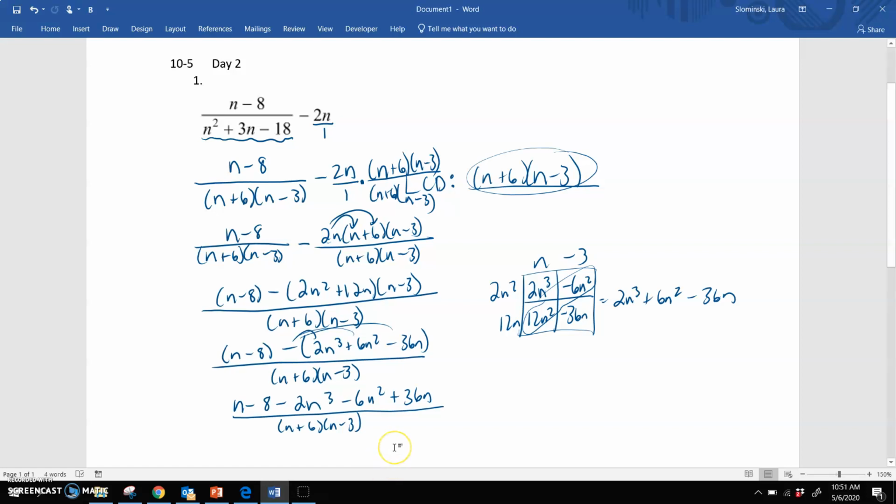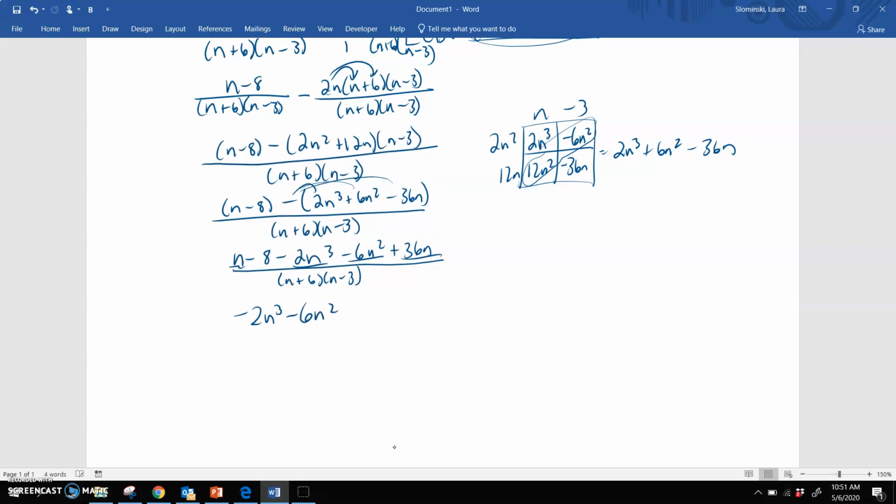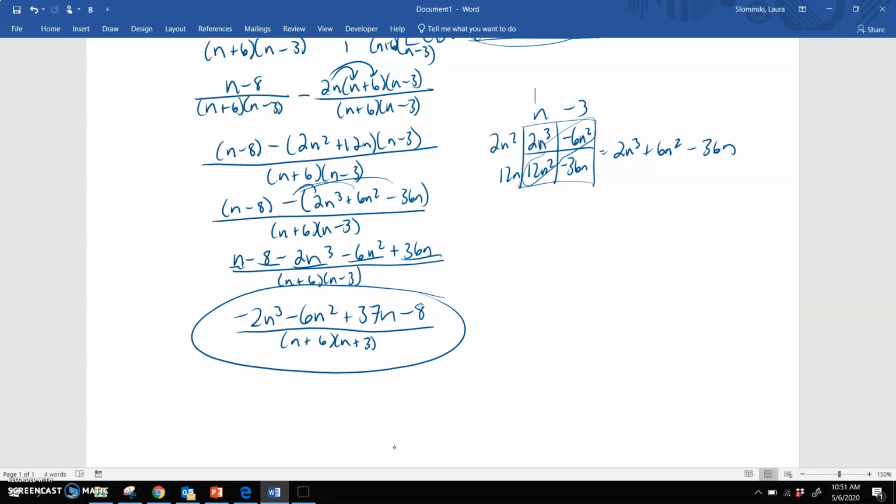And last but not least, I would combine like terms. So I have a negative 2n cubed. That comes first. Put it in standard form. I have a minus 6n squared. And now I have a 1n plus 36n is plus 37n, and then a minus 8, all over n plus 6 times n minus 3. So I believe that's my answer. We don't need to multiply out the bottom.